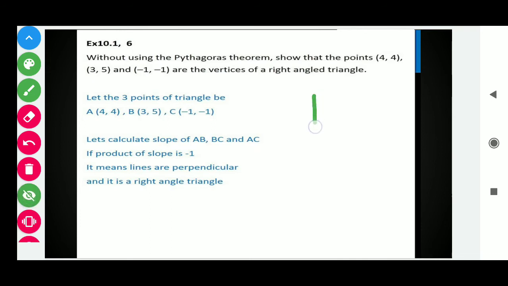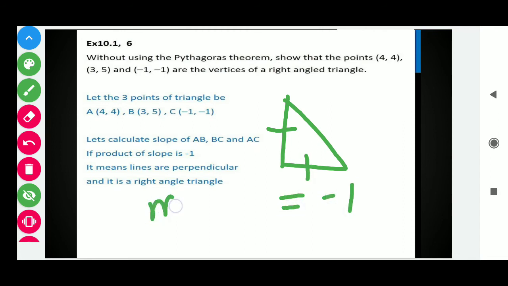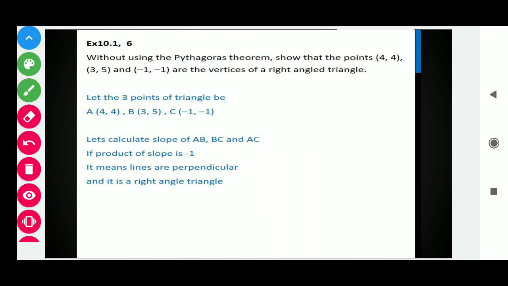In this way, we need to show the triangle is right. That means two lines together make a 90-degree angle. If we prove that two lines are perpendicular to each other, in that case we can say this triangle is right angled. For that, we need to show that the product of the slopes of the two lines is equal to minus 1. If we prove this result, we get that the given triangle is right angled. So, let the three points of the triangle be A, B, C. Let's calculate the slope of AB, BC and AC. If the product is minus 1, it means that the lines are perpendicular.